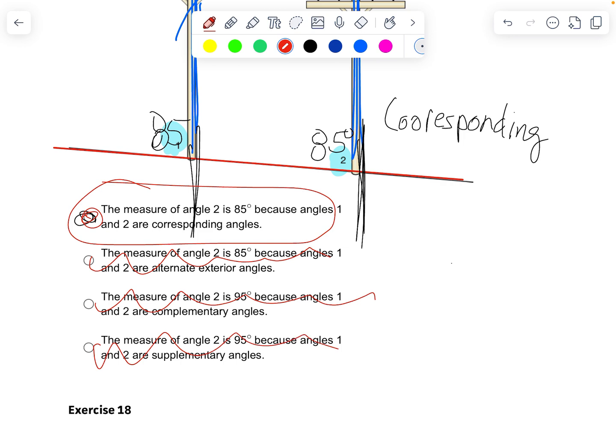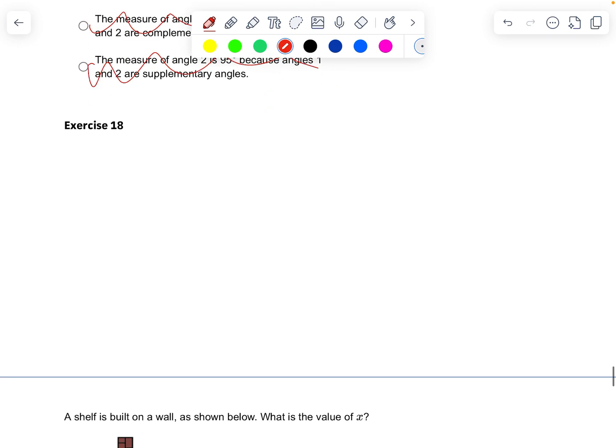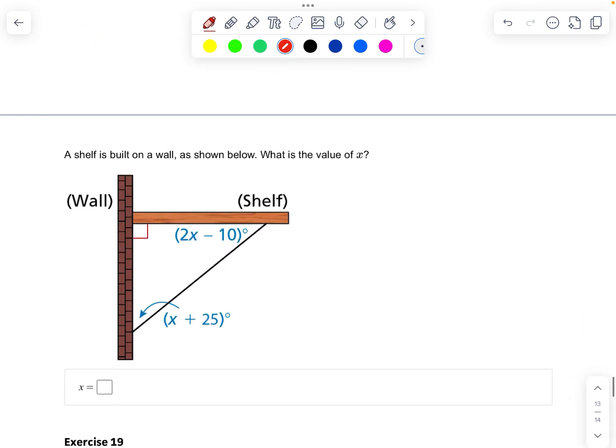All right, we're almost there. We got like 3 problems left. We're making our way. Number 18, I love this stuff. A shelf is built on a wall as shown. What is the value of X?